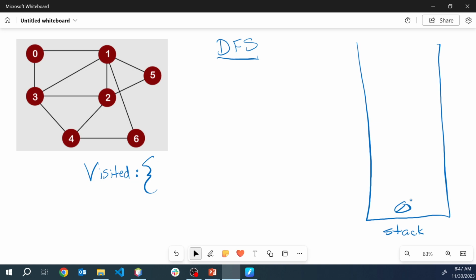Again, we could have started anywhere. I'm going to start at 0. So what is the process? It says pick a vertex from the stack. In this case, it's 0. We're peeking the top of the stack. Mark it as visited. So 0 is now visited.